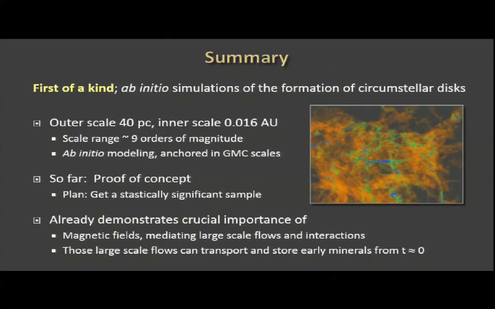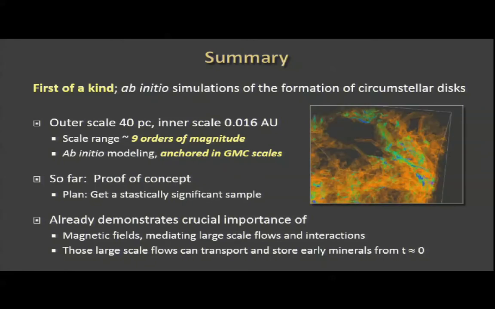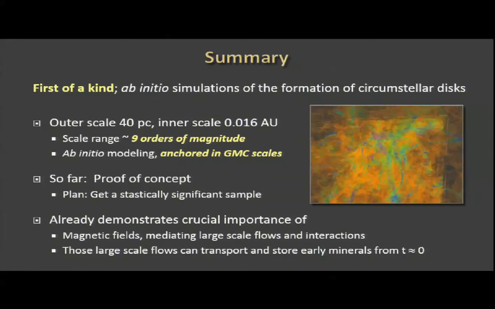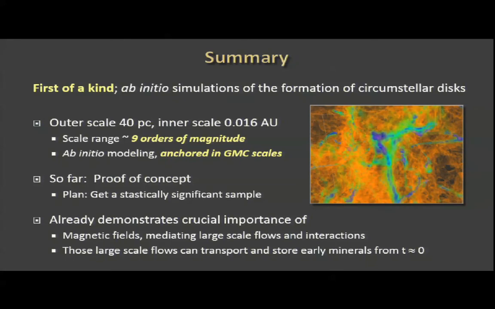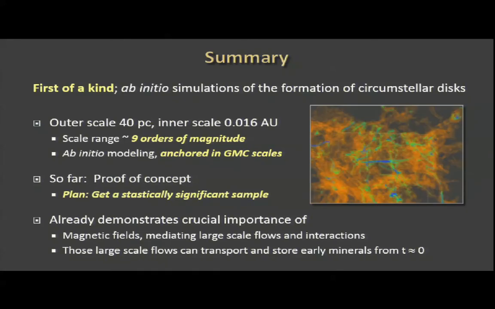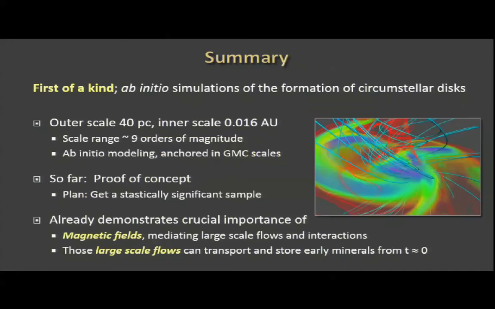So these are first-of-a-kind simulations, covering 9 orders of magnitude, and anchored in GMC scales, which is where you can really anchor things if you want to do it from scratch, ab initio. And it's a proof of concept where the plan is to get a statistically significant sample, and it really illustrates the central importance of magnetic fields in this process.